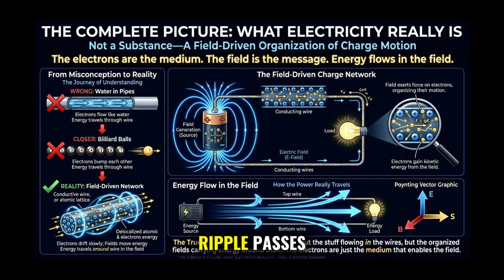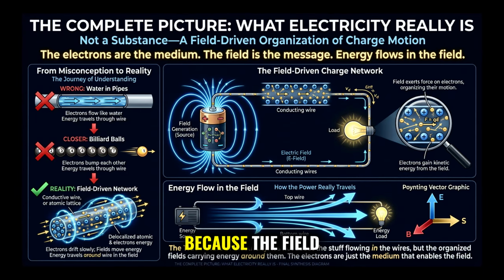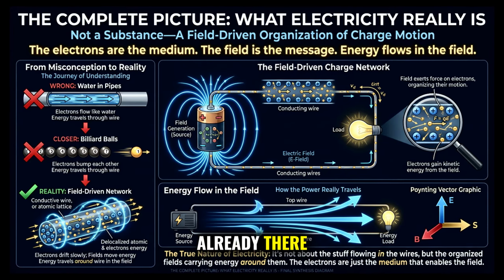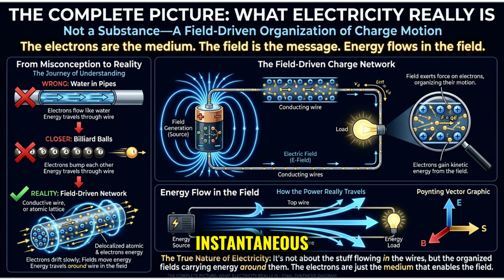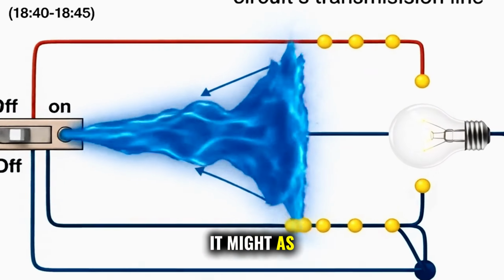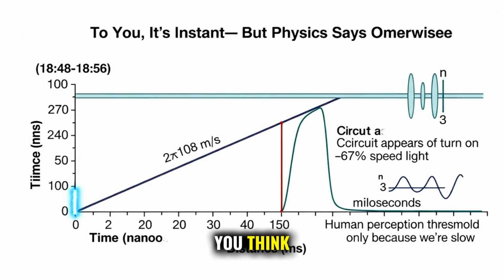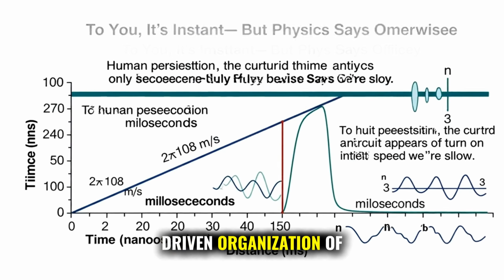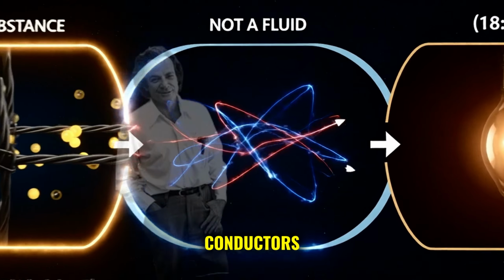And everywhere the ripple passes, charges already present begin to drift. The bulb lights because the field arrives, not the electrons. The electrons were already there. And in a sense, the entire circuit turns on at once, not because it's instantaneous, but because the information spreads so quickly that to you it might as well be. That is the real story. Electricity isn't what you think. It's not a substance. It's not a fluid. It's a field-driven organization of charge motion and a flow of energy through space around conductors.